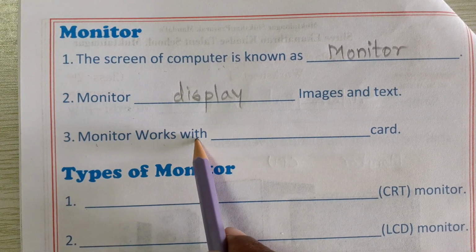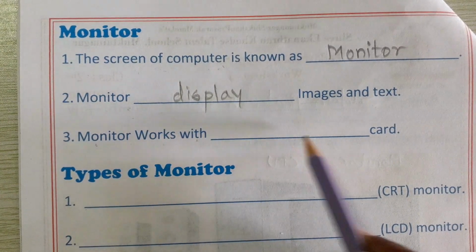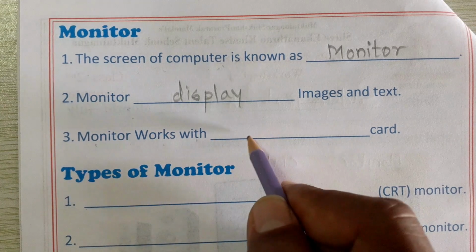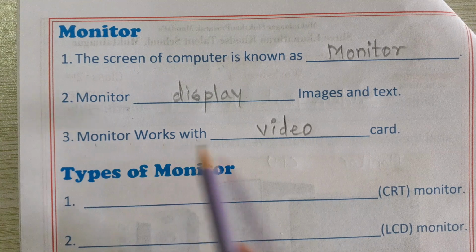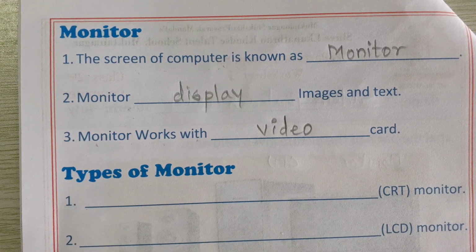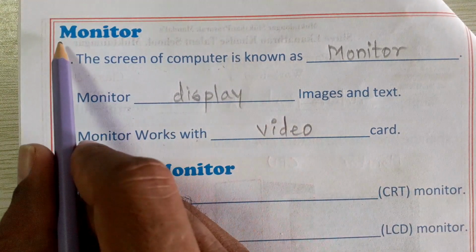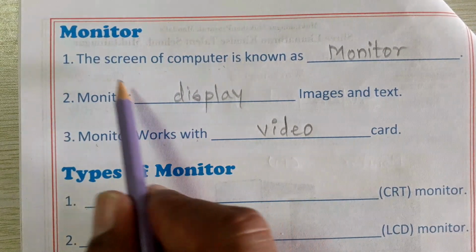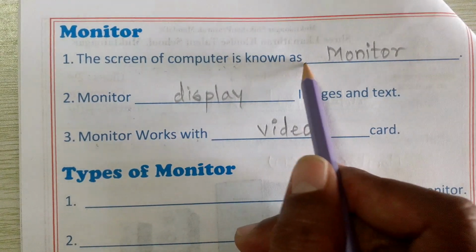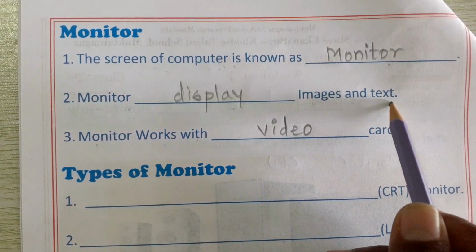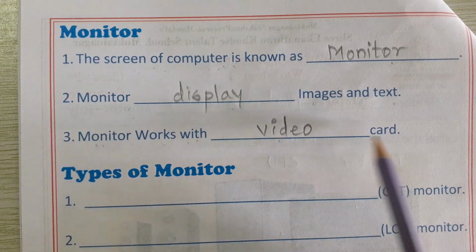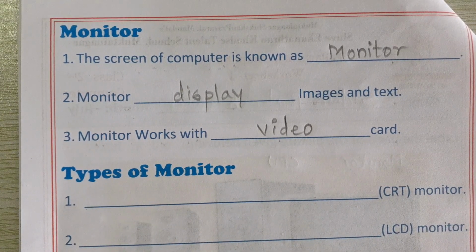Now next, see. Monitor works with video card. Understand? Very good. This is about the monitor. The screen of a computer is known as a monitor. Monitor display images and text. Monitor works with video card. Understand? Very good. Now we have to see the types of monitor.